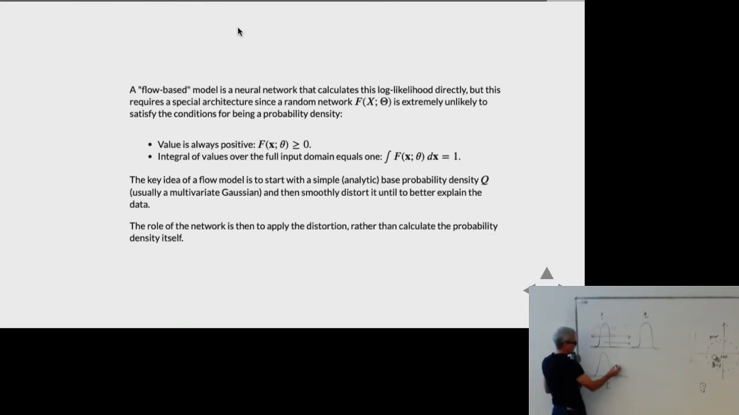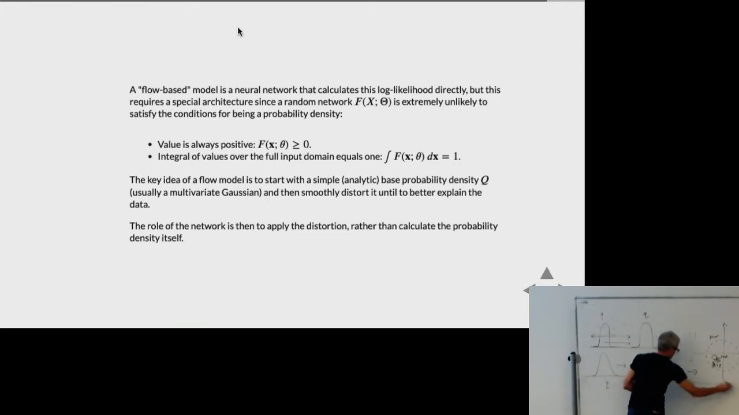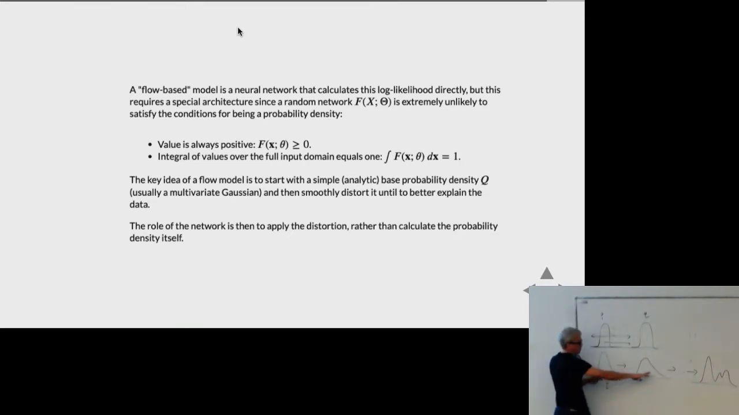But then we're going to morph that Gaussian distribution through a series of transformations until it actually looks like the data. Okay, so first we'll start with something very symmetric, we'll add a bit of a tail, and then we'll start to add other peaks and valleys. And so that's the plan here. Now the network, instead of having to calculate a probability, which is hard because it's very hard to satisfy this requirement, instead we start with something that already satisfies these two requirements, and then we distort it.